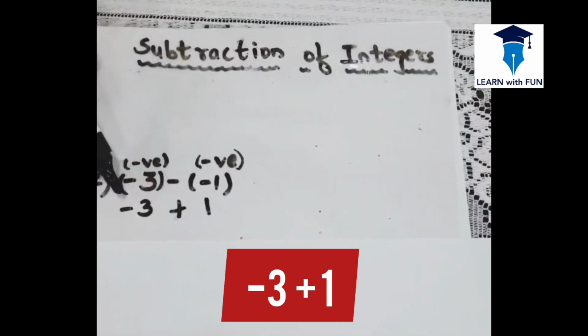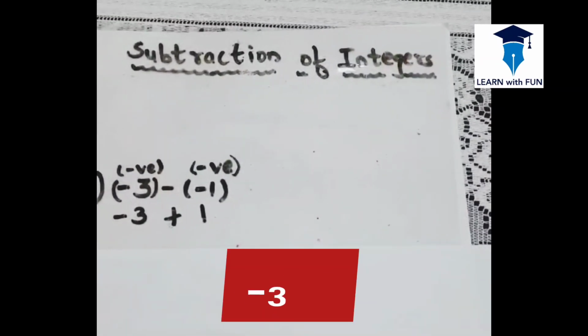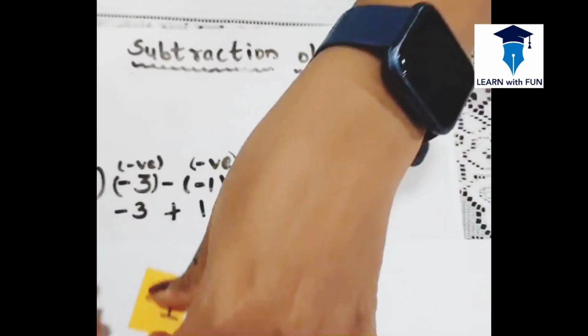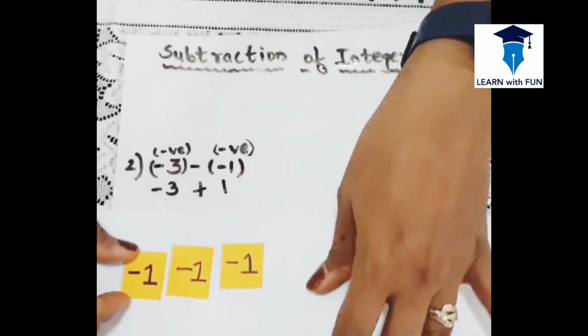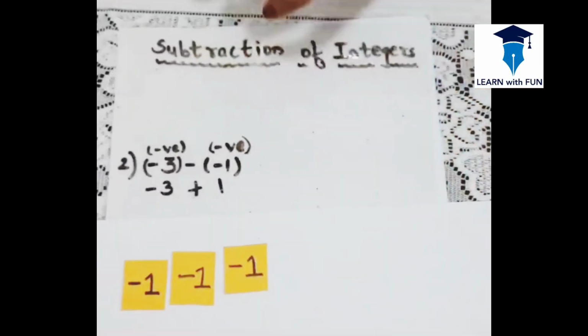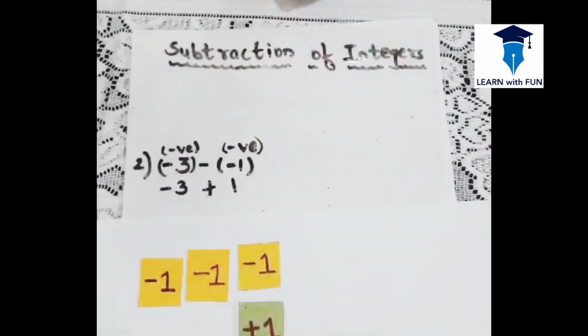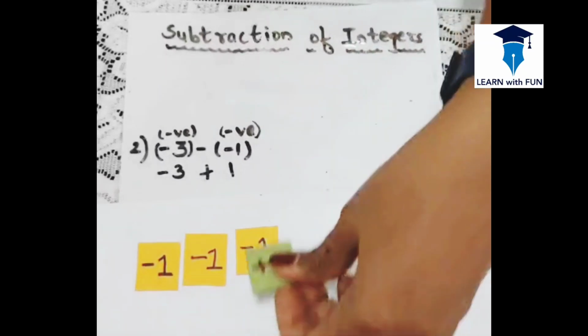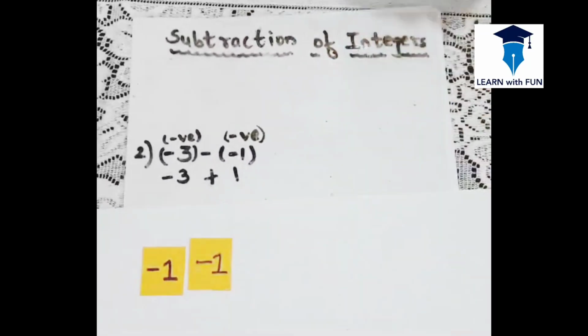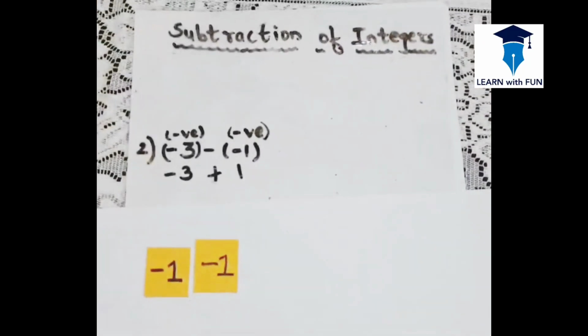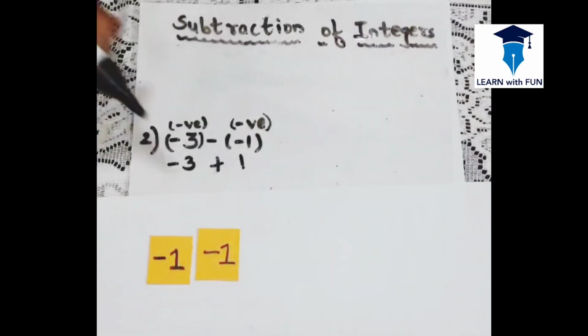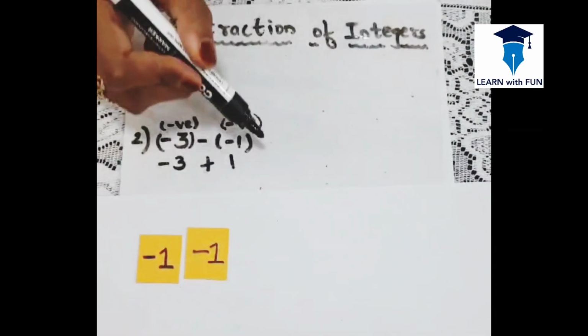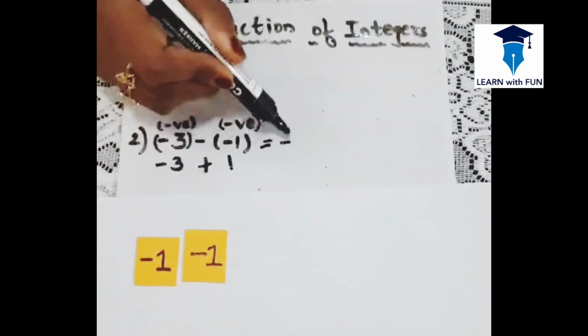Alright. So now it became a simplified one. That is, we have minus 3 plus 1. So for this we are going to take minus 3, so 3 negative tiles. And in that we are going to add plus 1 to it. So plus 1 we have added. So plus 1 and minus 1 became 0. We are left with two negative tiles, minus 1 and minus 1. So minus 1 and minus 1, you are going to get the answer as minus 2.